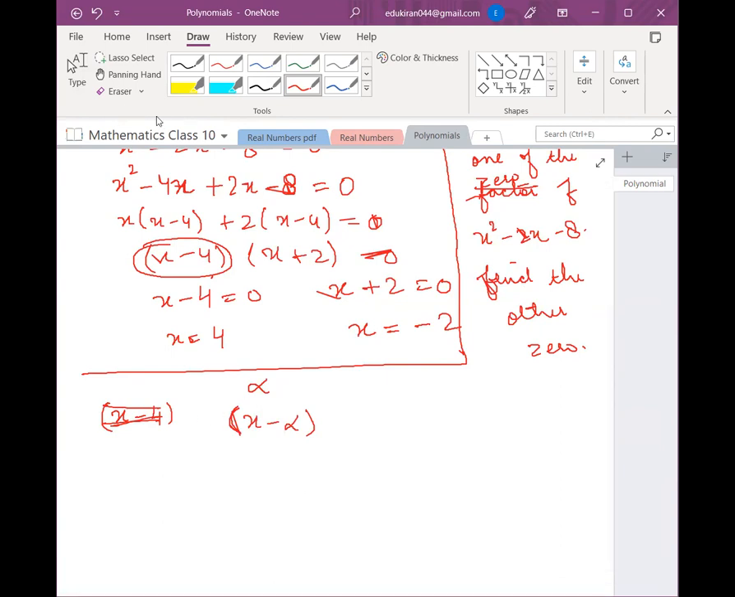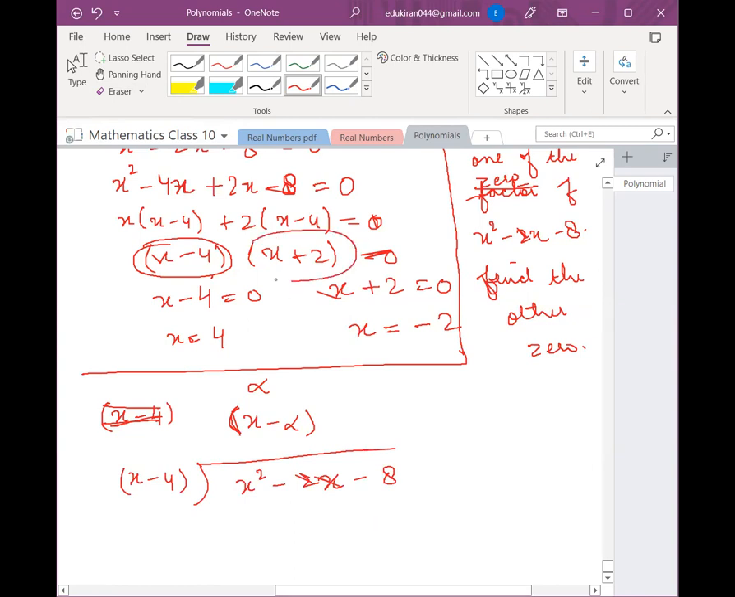So that means if x is equal to 4 is given, x minus 4 is one of the factors of this polynomial. To find the other factor, we will divide the polynomial x square minus 2x minus 8 by x minus 4. The other factor should be x plus 2. Let's see if we are getting x plus 2 or not. Let's do the division quickly.